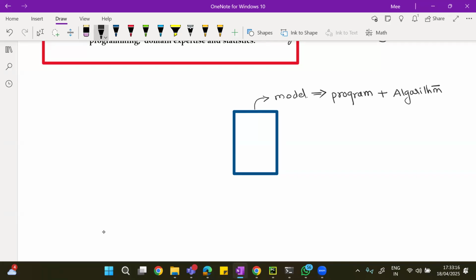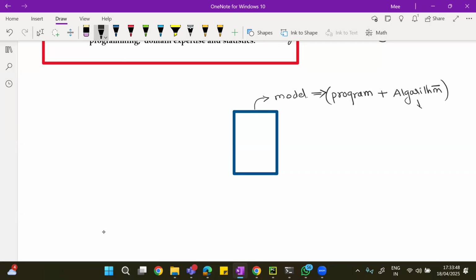Okay, a program based on algorithm. Now immediately you will get a point. We will write the program in C, C++, Java, all these things, but we will not call them a model. We will just call it a program. But why we are calling this one a model is because we are writing the program based on algorithm.